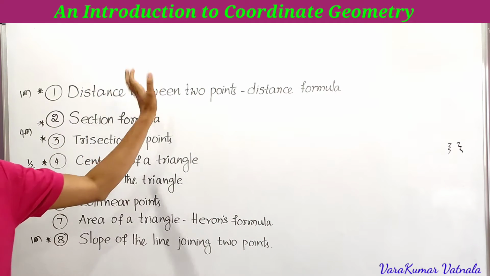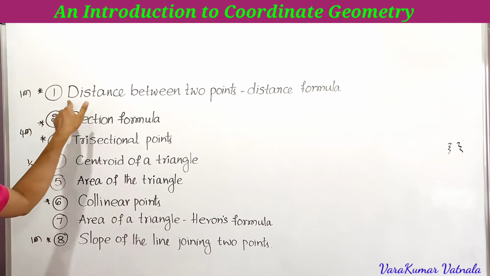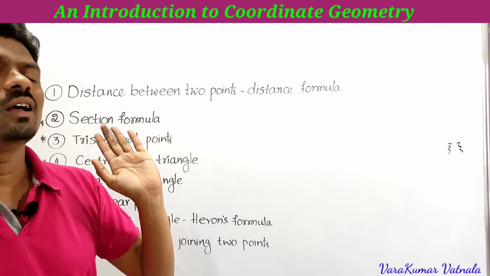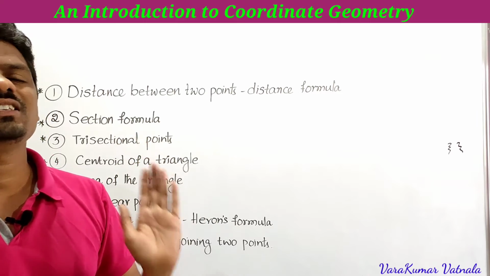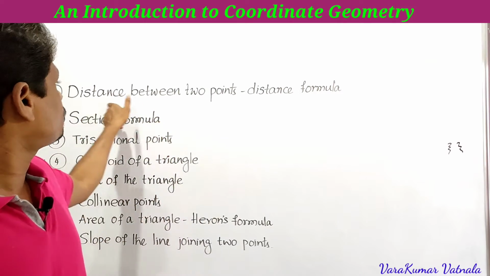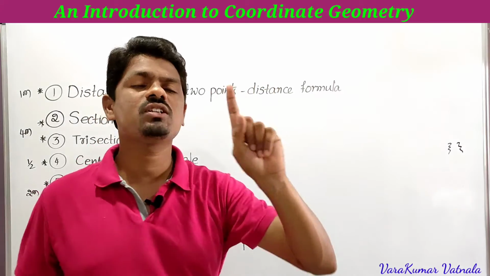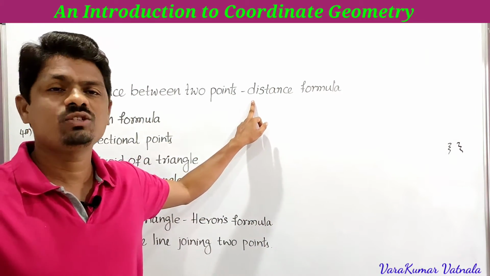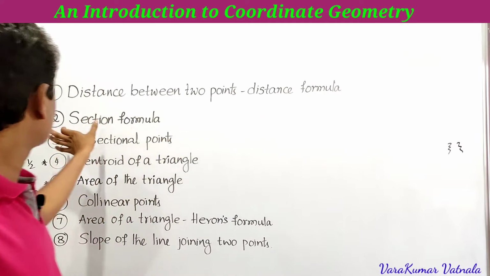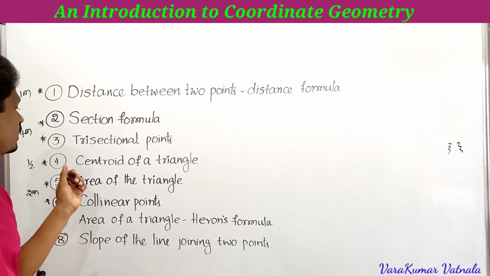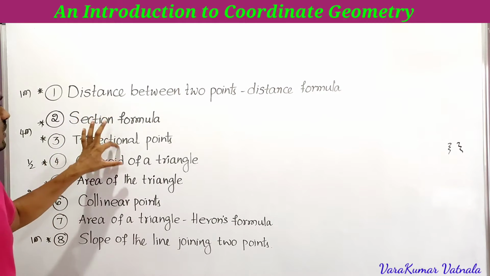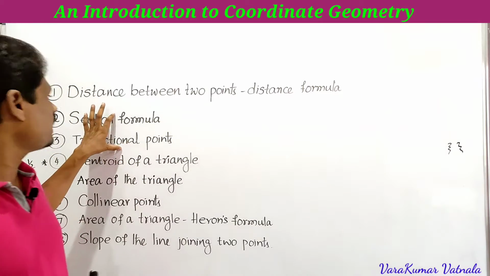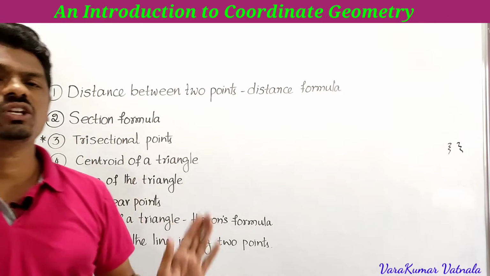So distance between 2 points, distance formula. Using the distance formula there is only one exercise. First exercise, there are totally 4 exercises in this chapter. First exercise totally depends on the distance formula only. Using only the distance formula we have to solve the exercise 1 problems totally. So section formula and trisectional points. Using the section formula we have one exercise. Exercise 2, total exercise 2 depends upon the section formula.